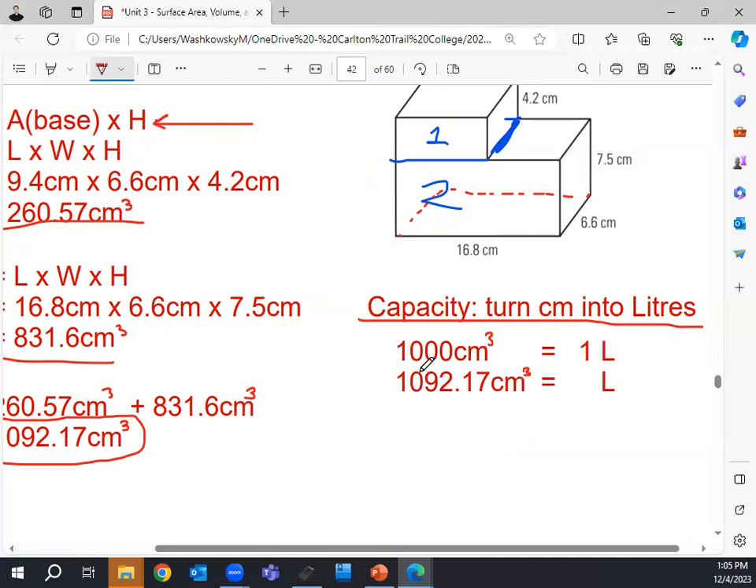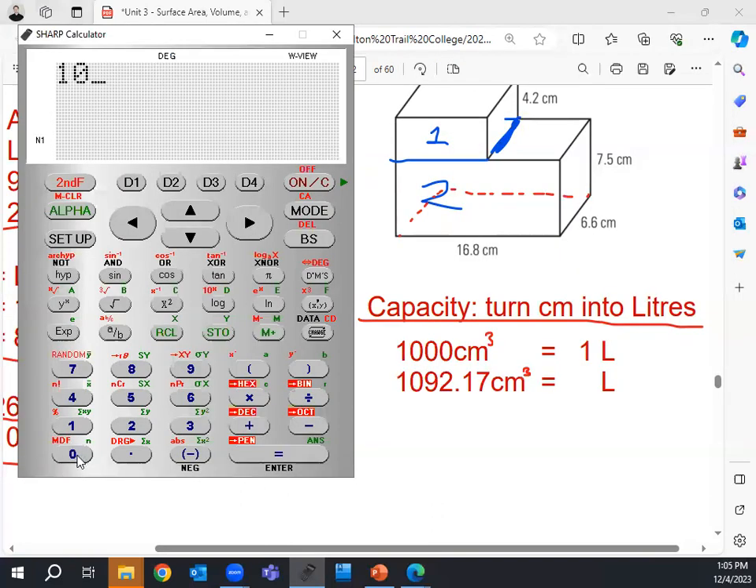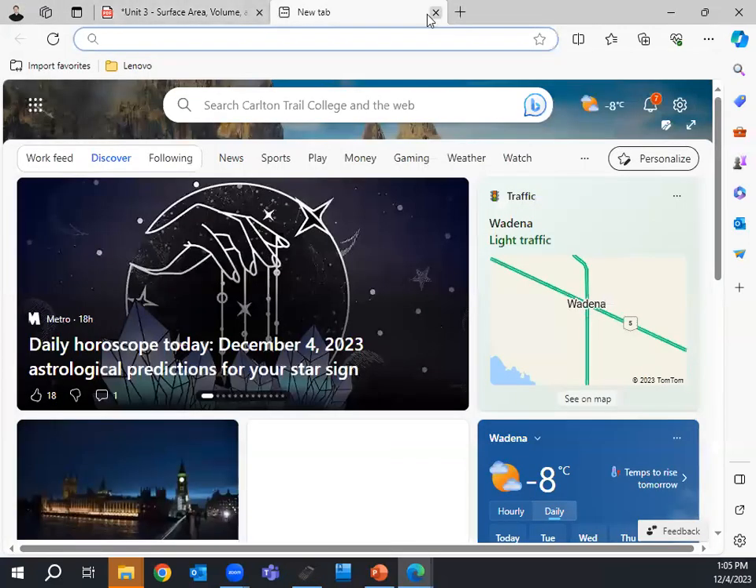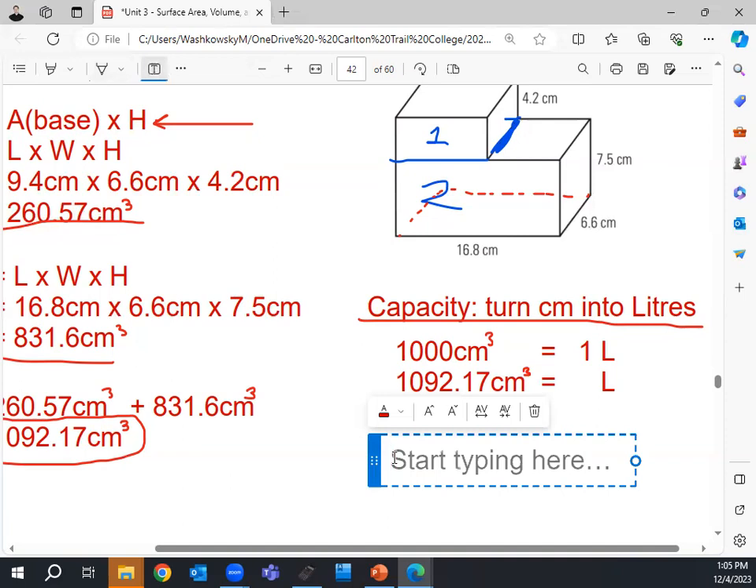So there's a couple ways you could figure this out. You could take this number we have, 1,092.17, and divide it by 1,000, and that would work. You could also figure out that magic number. That works too. Either of those methods will work. I'm just going to write that down really quickly. It is an example. You don't need to do this. You could just spit out the answer, but as an example, it's not a bad idea.